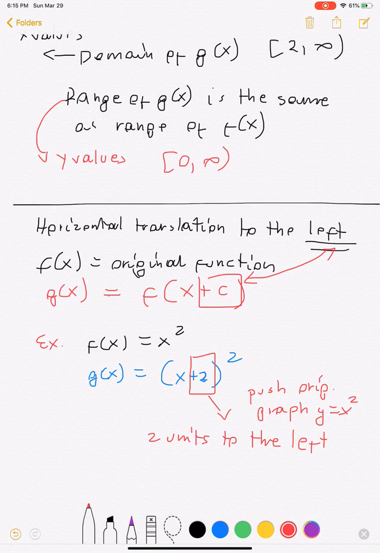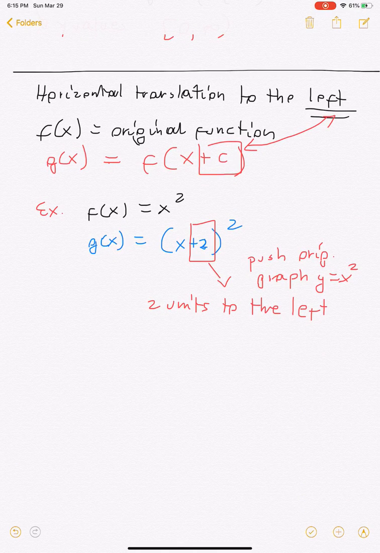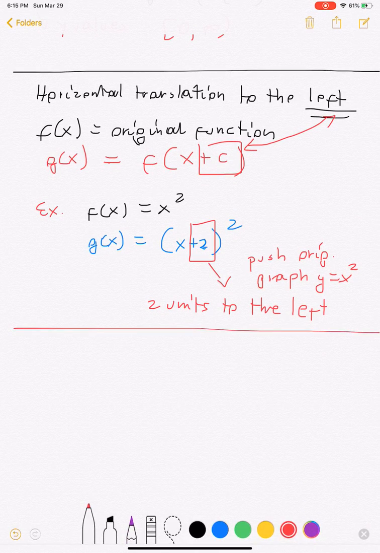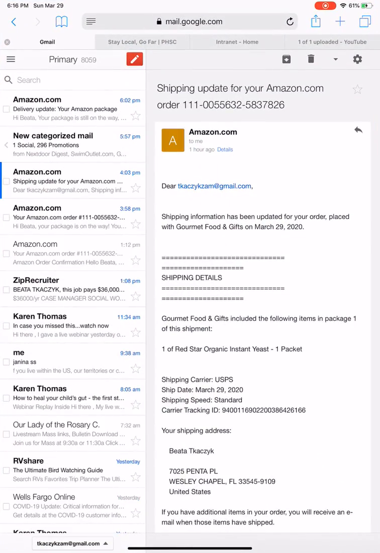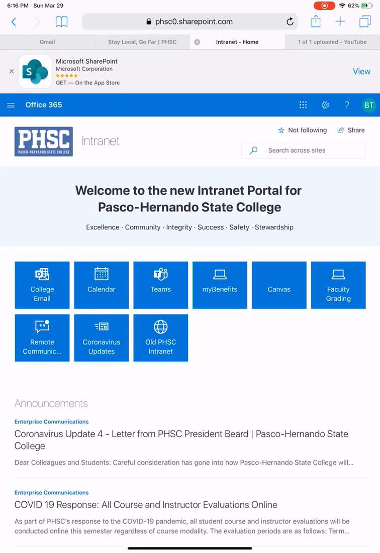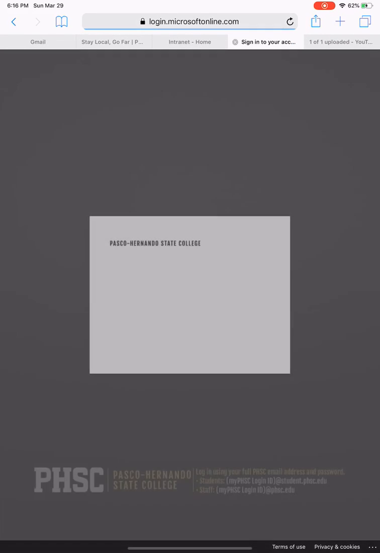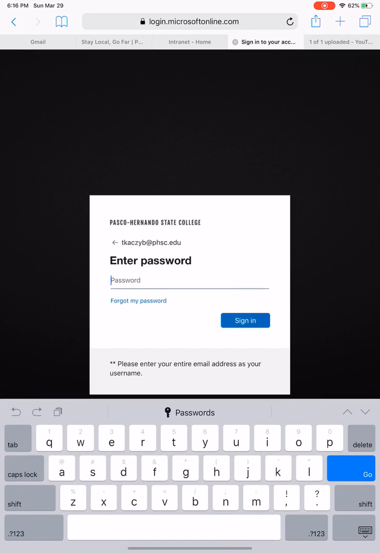Next, I want to talk about example from PowerPoint section 3.5. Example from PowerPoint, slide 17. So hold on, give me a second. Let me log in. Okay.